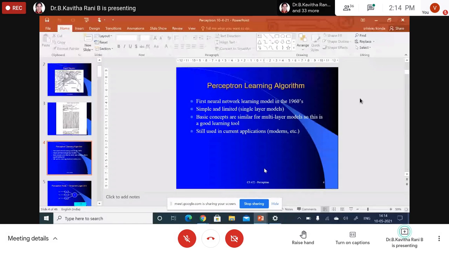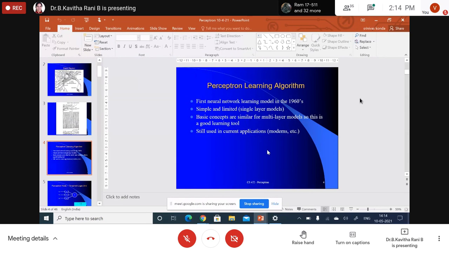So as we have discussed today, different things like the introduction related to neural networks. And then what is perceptron? I've given you just an introduction related to that. So the next topic is perceptron. What is perceptron here? The first neural network learning model, from the 1960s. It is simple and limited. It is a single layer model, and the basic concepts are similar to multi-layer models. So this is a good learning tool still used in current applications.